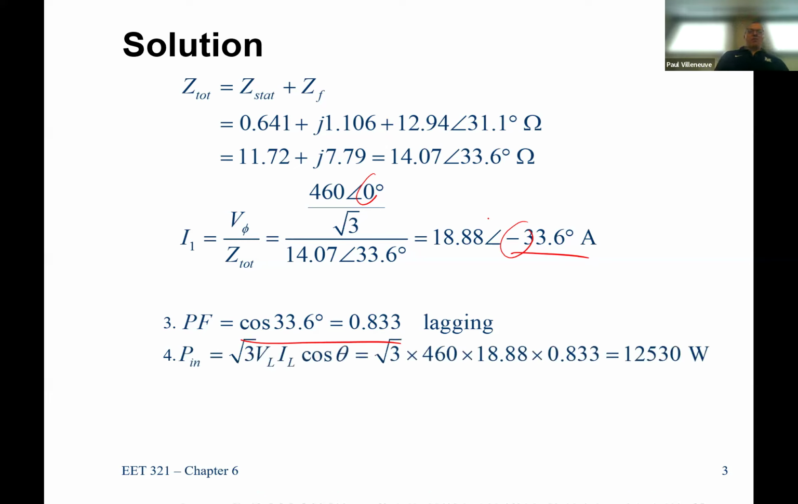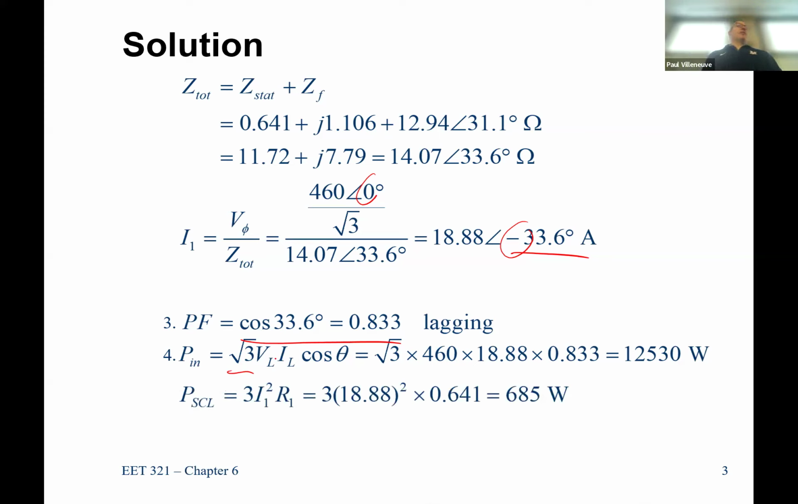Now our input power, we're going to use line quantities. And remember, the phase current and the line current are the same in a Y, but the phase voltage and the line voltage differ by the square root of 3. So if I'm using the square root of 3 multiplier here, I've got to make sure that I'm using the line voltage, which in this case is 460 volt. So square root of 3, VL IL cosine theta is equal to 12,530 watts.